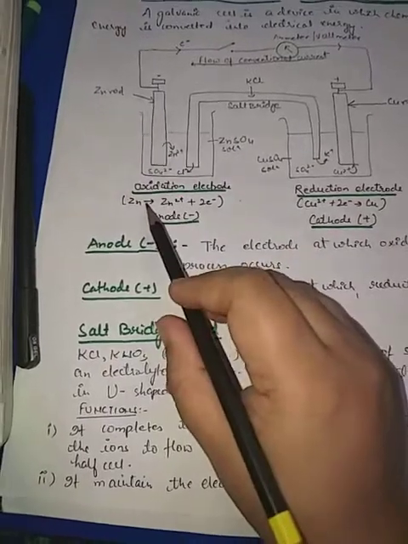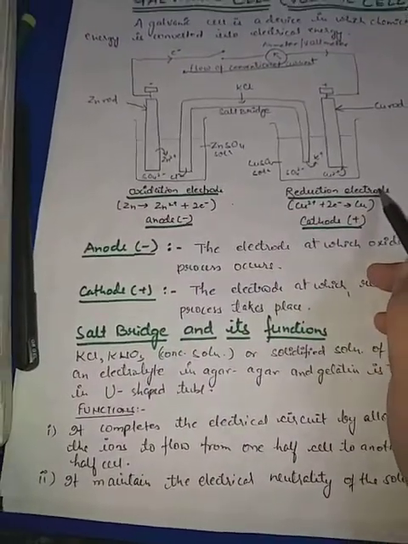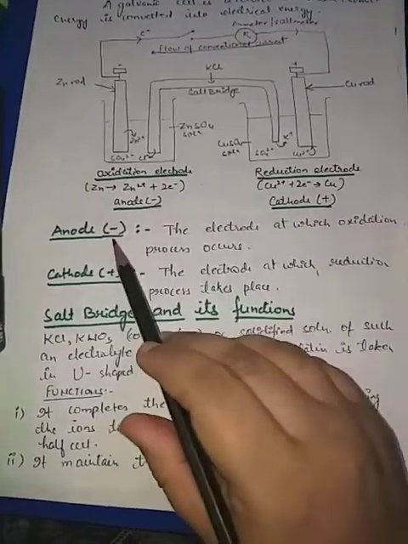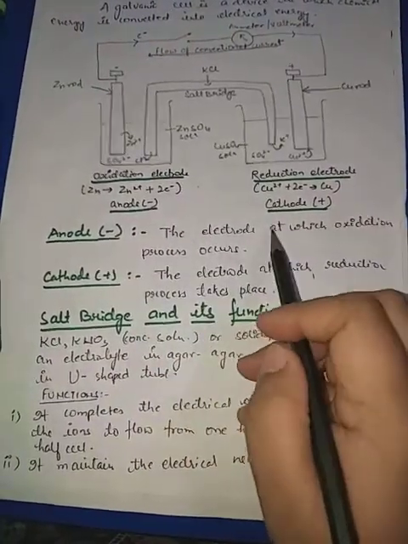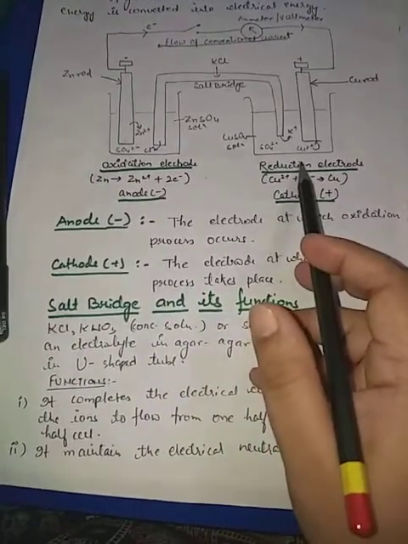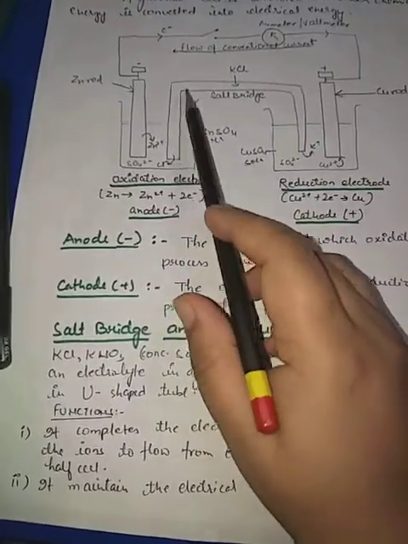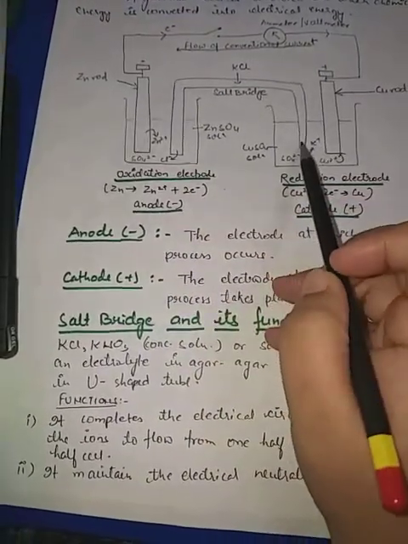Anode is always on the left hand side, and that is the negative one, and cathode is always on the right hand side. So see, the anode is the negative electrode, the electrode at which oxidation takes place, and the cathode is the electrode at which reduction takes place. Now see, a salt bridge is also present over here.